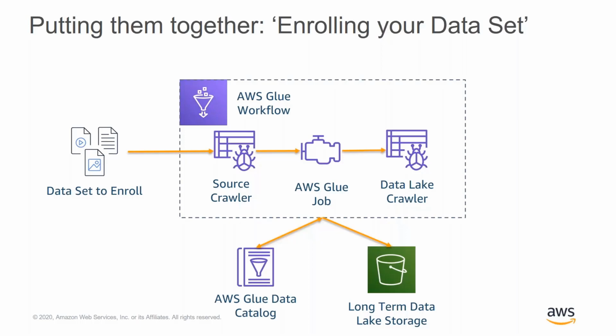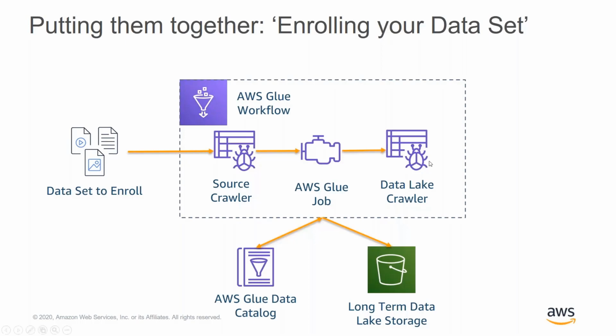And I want to emphasize, I get questions a lot about why are there two crawlers, and I want to emphasize it's because your data actually has two representations. It has its source representation, where maybe it has every single column and every single table, and then you have your data lake representation, which is essentially the transformed version from the extract, transform, and load process.